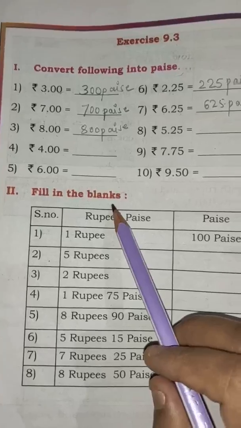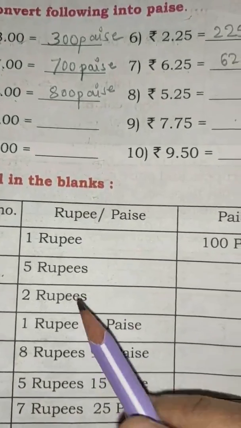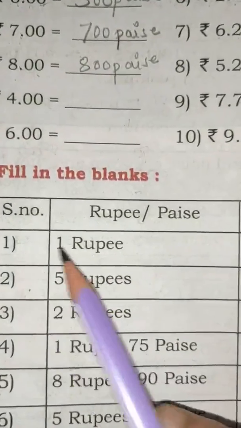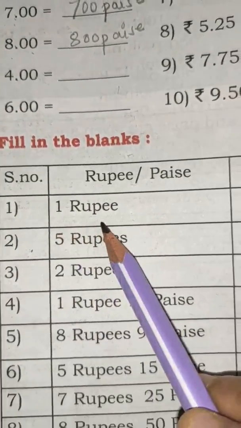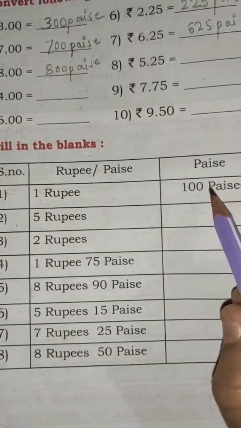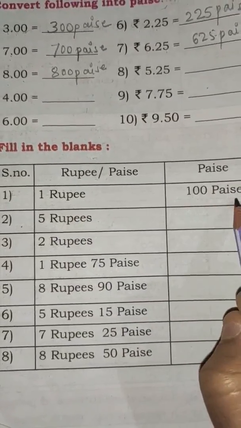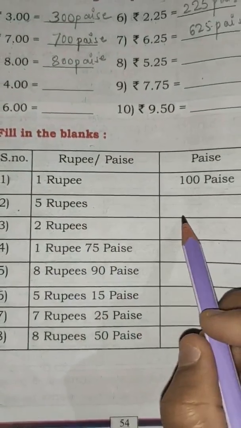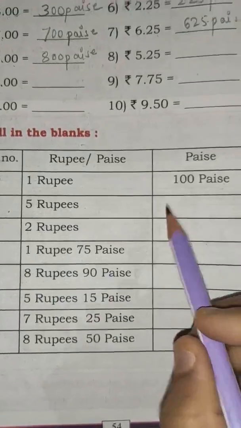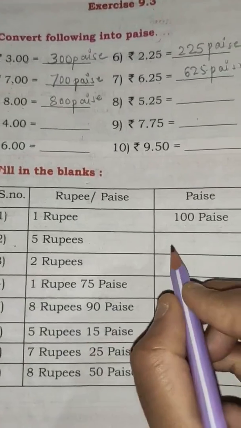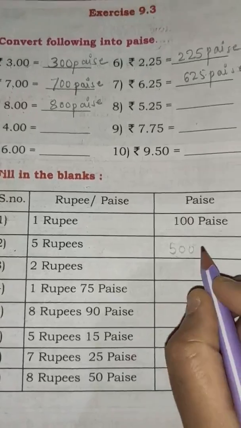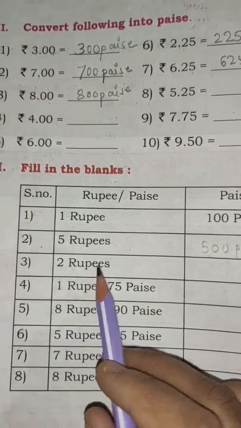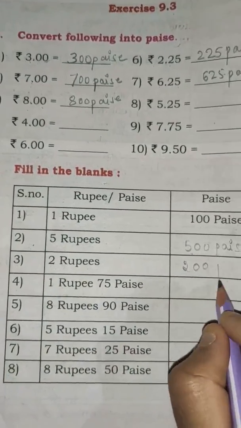Fill in the blanks. Okay, so here are the rupees and the paise. We have to convert it into paise. Okay, so first one here, one is done for you. 1 rupee is equal to 100 paise. You know it, right? Next one. 5 rupees is equal to? Tell me, 5 rupees is equal to? Yes, very good. It is 500 paise, isn't it? We have done it. Okay, next. 2 rupees is equal to 200 paise.